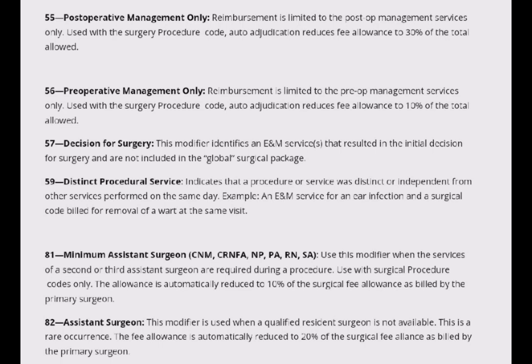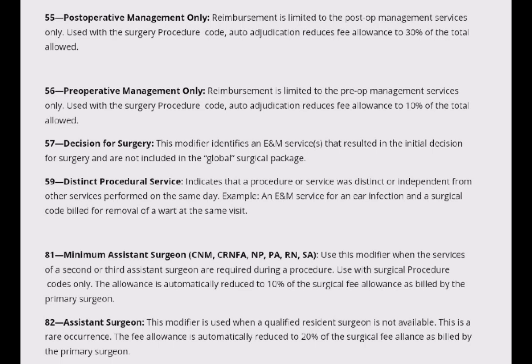57. Decision for surgery. This modifier identifies an E&M service that resulted in the initial decision for surgery and is not included in the global surgical package. 59. Distinct procedural service. Indicates that a procedure or service was distinct or independent from other services performed on the same day. Example: an E&M service for an ear infection and a surgical code billed for removal of a wart at the same visit.